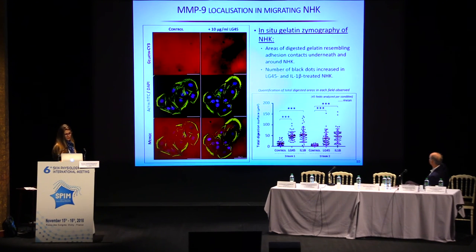Thanks to our in situ gelatin zymography, we found areas of digested gelatin resembling adhesion contacts underneath and around the keratinocyte, probably due to the movement of the cells. Moreover, and interestingly, we found that the number of these black dots increased with LG45 as well as with IL-1 beta treatments. The quantification of the total digested areas in each field observed in our cultures showed that the treatment of LG45 and IL-1 beta increased the total digestion surface in several strains of NHK.